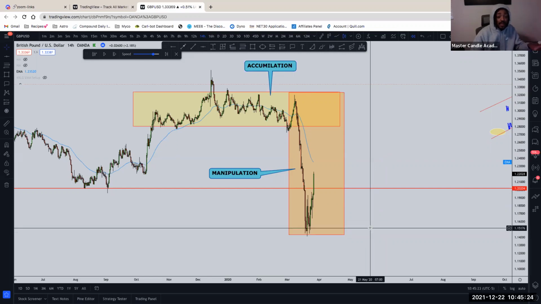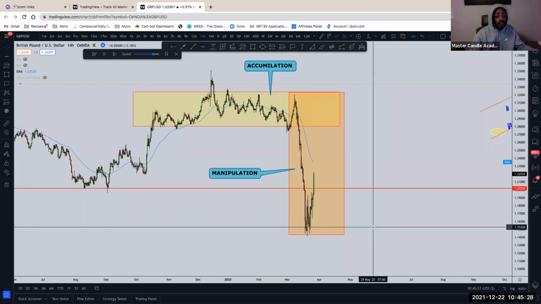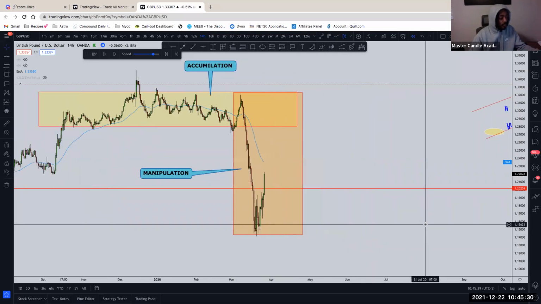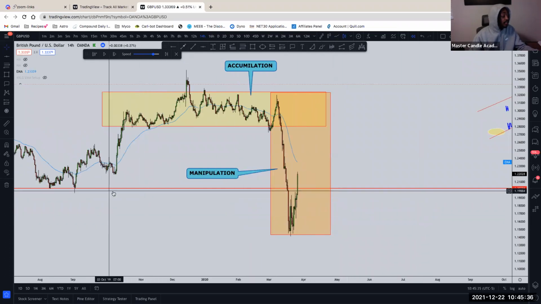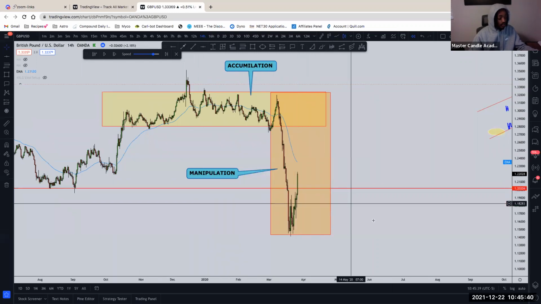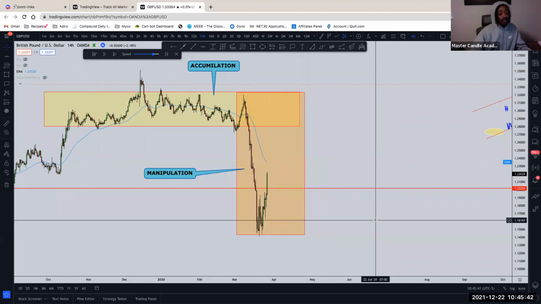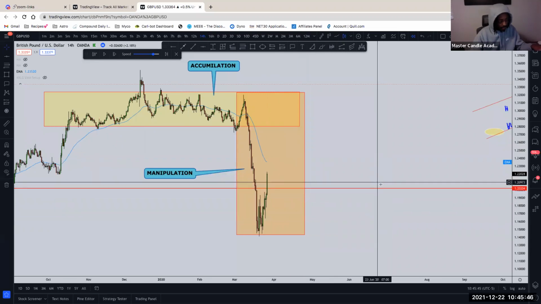These are the type of patterns I want you guys to start identifying and looking for. So now that you have gotten the V pattern, and price is legit back at the levels that we started, we are now moving into the third phase of this market structure, which is the distribution phase.